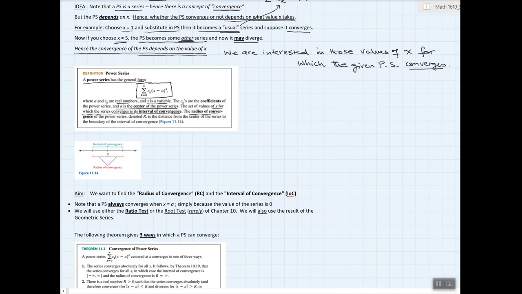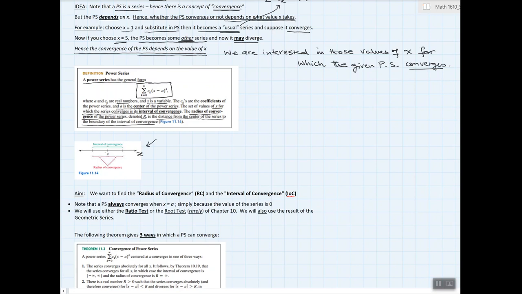And the radius of convergence of the power series, which is denoted by r, is the distance from the center of the series to the boundary of the interval of convergence. So what it said is the following. Let's look at this diagram here. These are the values that x takes.